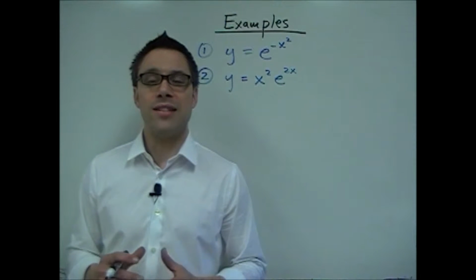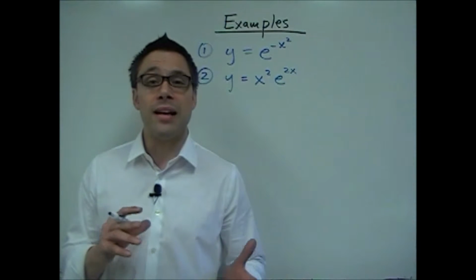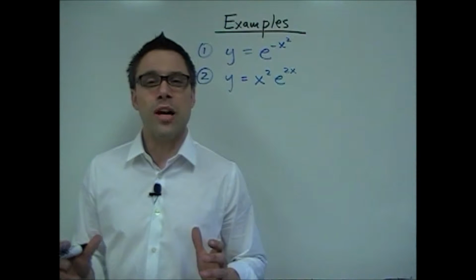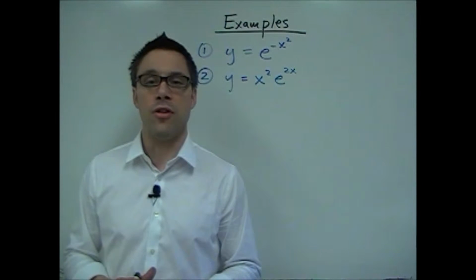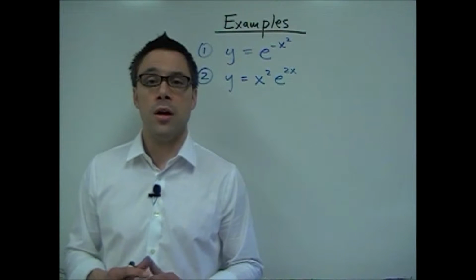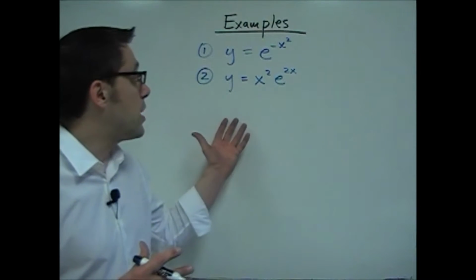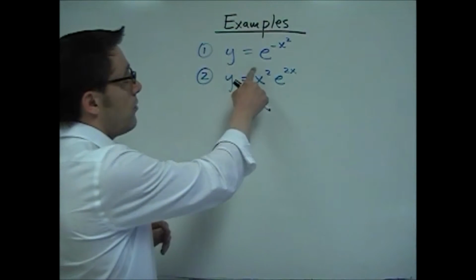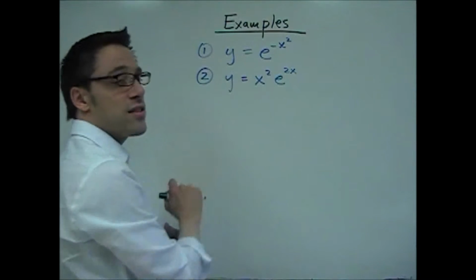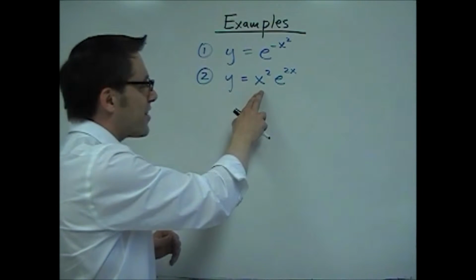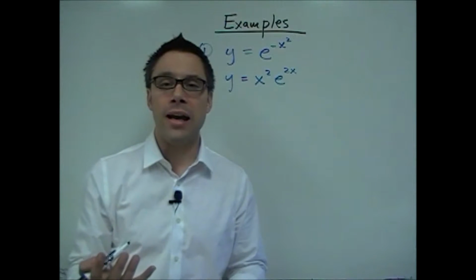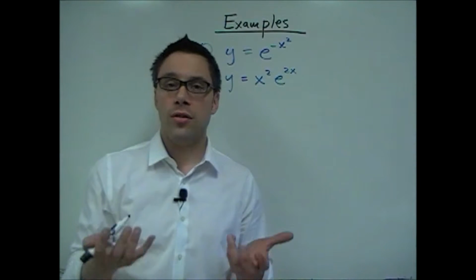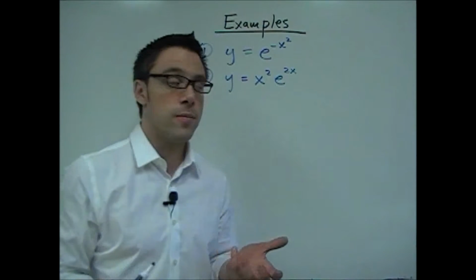In this video, we'll look at several examples of logarithmic and exponential functions as a way to practice differentiating these functions using the shortcut methods that we've developed so far. So let's start off with these two examples. I've got one function that's defined as e to the minus x squared, and the other one is x squared e to the 2x. Okay, so I've got to use several of my shortcut rules here to come up with the derivative of these functions.